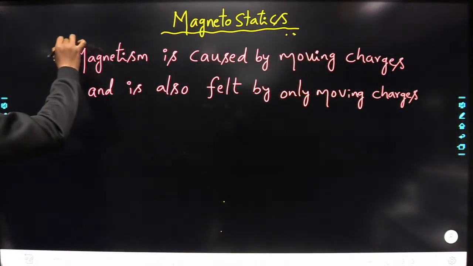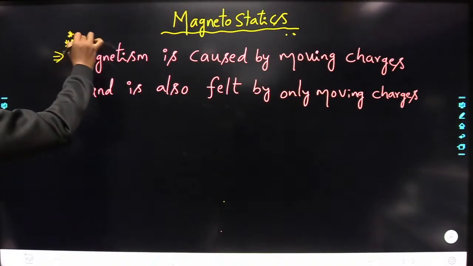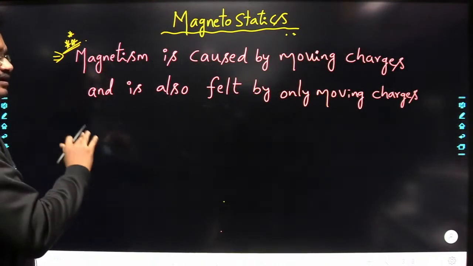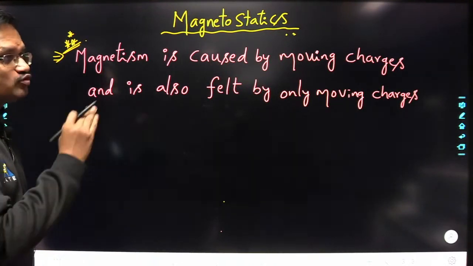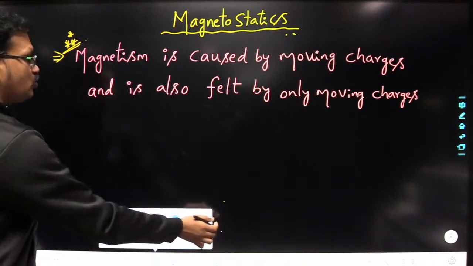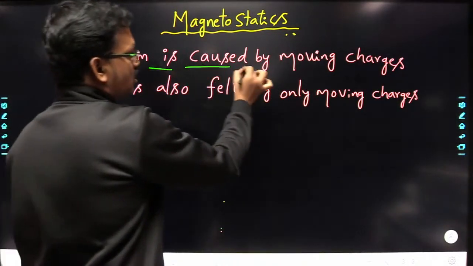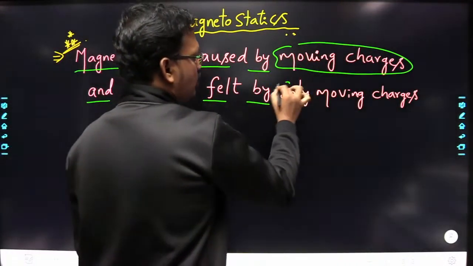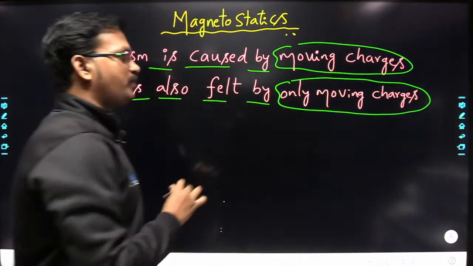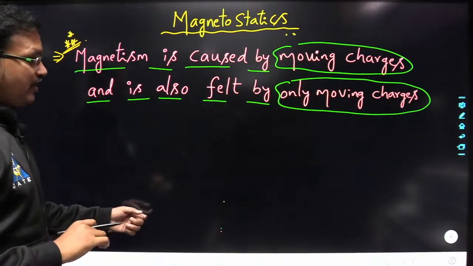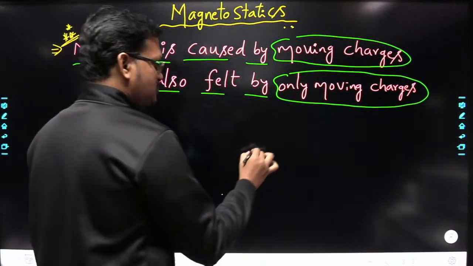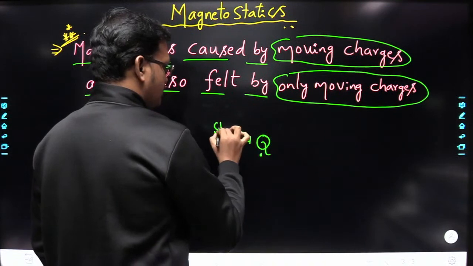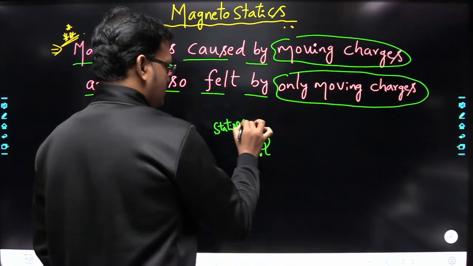So what I am saying here, see here, magnetism is caused by what? Caused by moving charges, and is also felt by moving charges. So what do you mean by this statement? Magnetism is caused by moving charges and is also felt by only moving charges. See here, whenever you place a charge, let us say this charge is stationary, it is not moving.